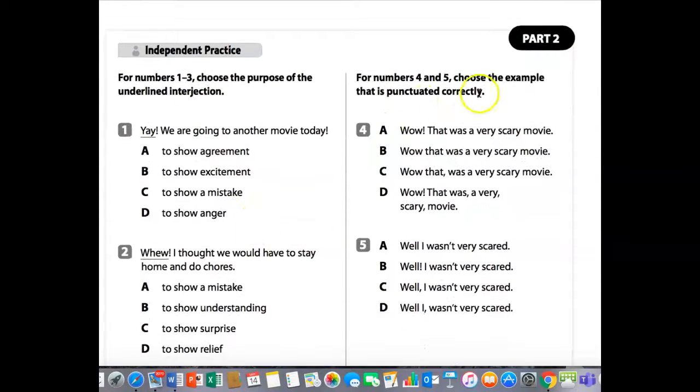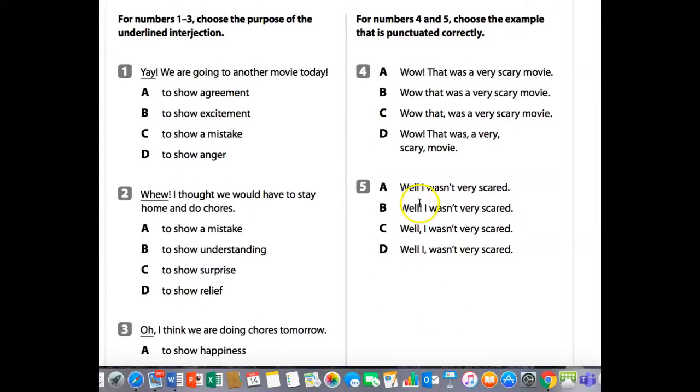For numbers 4 and 5, choose the example that is punctuated correctly. These in number 4 all say the same thing. You just have to pick the one that is punctuated correctly. A. Wow! That was a very scary movie. B. Wow, that was a very scary movie. C. Wow. That was a very scary movie. Which one of those is punctuated correctly?